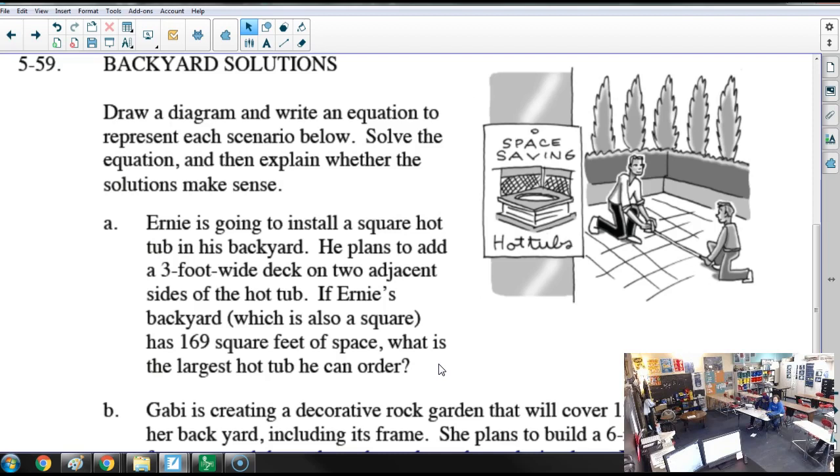Ernie doesn't have a measuring tape. Doesn't even own one. However, the people that installed his patio told him that it's 169 square feet. And it's a square shape.